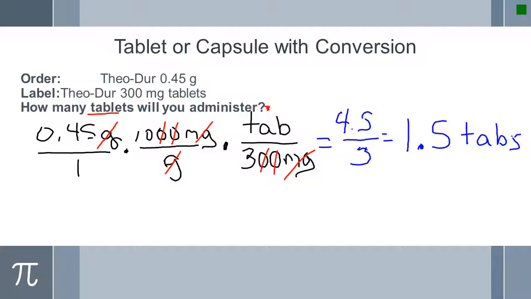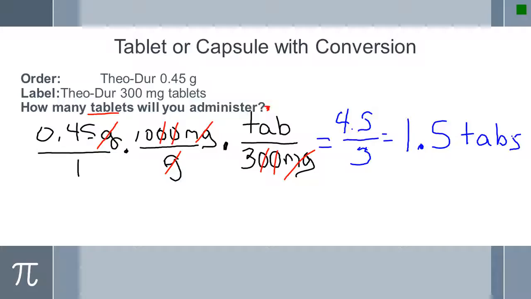And so then my next part is 300 milligrams per tablet. So I know that my tablet's going to go on top and my 300 milligrams is going to go on the bottom because I want to be able to go in and cancel. So my grams cancel, my milligrams cancel, and I'm left here with a tablet, which is exactly what it's asking for.